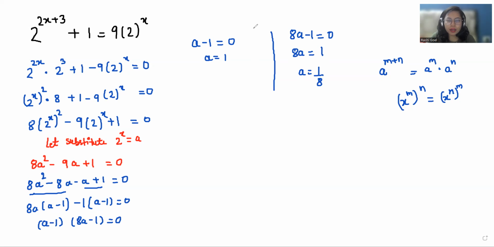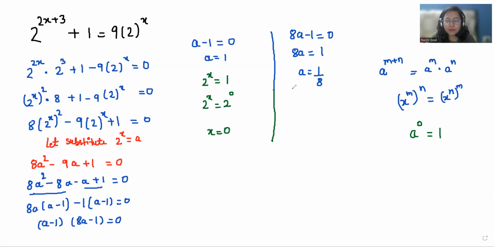Now we know that we made a substitution, so we replace this a with 2^x, which is equal to 1. So we know the rule, a^0 is equal to 1, so 1 we can write as 2^0. If the bases are equal, their powers are also equal. So in this case, the value of x is 0.